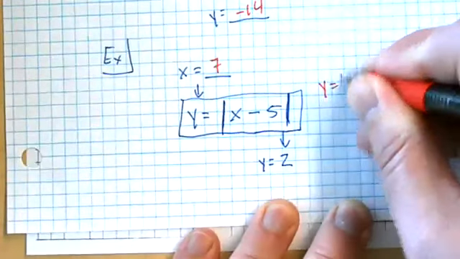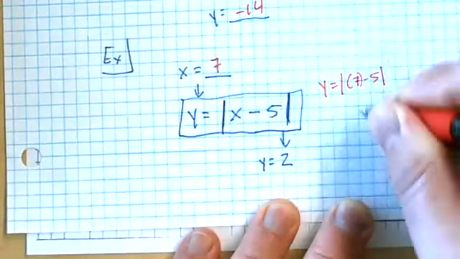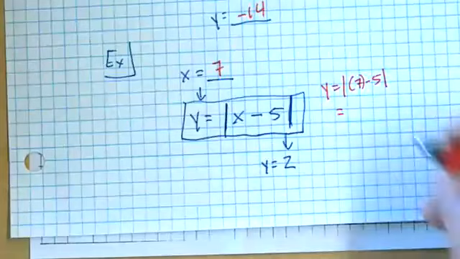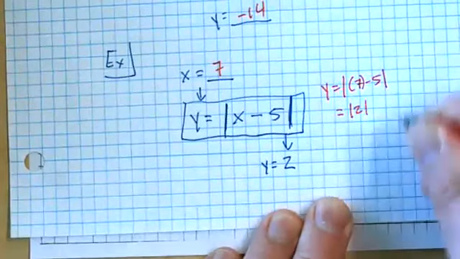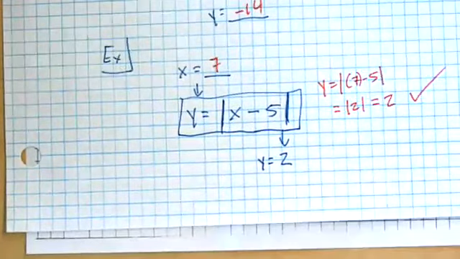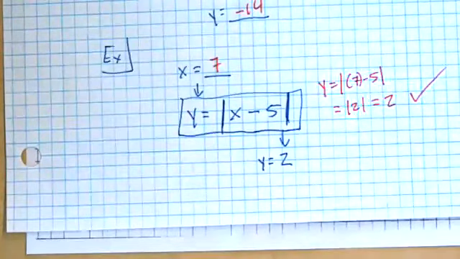So Y equals the absolute value of 7 minus 5. 7 minus 5 is 2. So I've got the absolute value of 2, which is 2. Beautiful. That works. There is another input that would also give you an output of 2, and that number is 3.